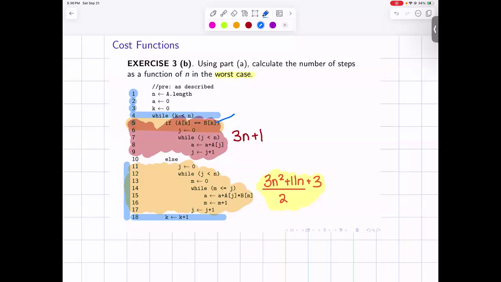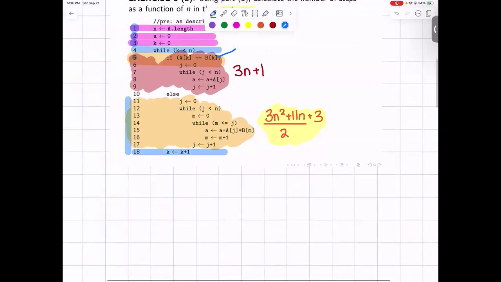Okay. So we can see that the lines that we haven't yet calculated include the ones that are highlighted in blue and pink. 1, 2, and 3. So let's start with the ones in blue. Let's finish off that while loop, and then we'll do the ones in pink after. So we know that this line 18 is going to add +1. We know line 4 is going to add a +1.